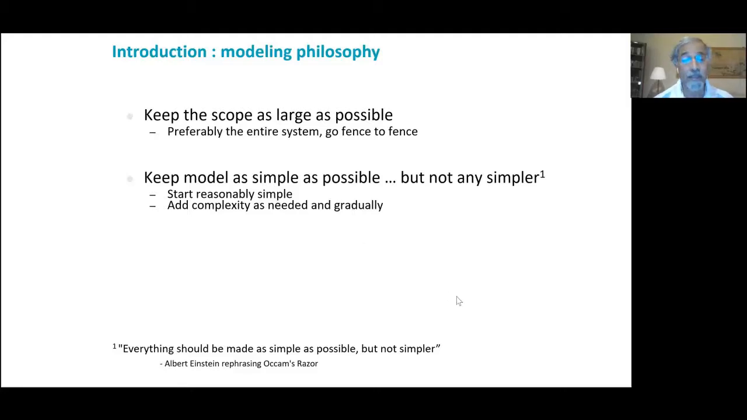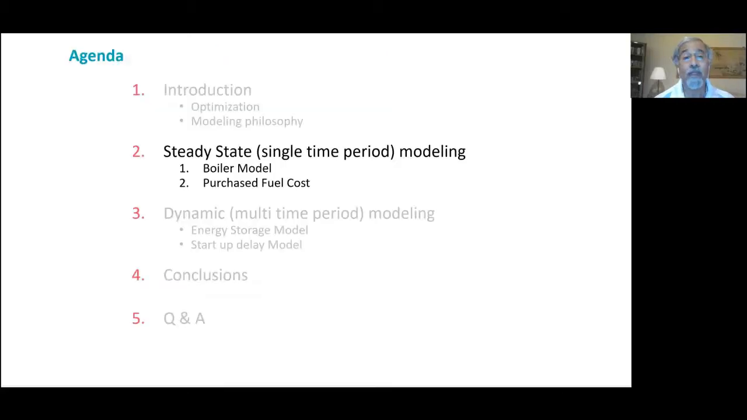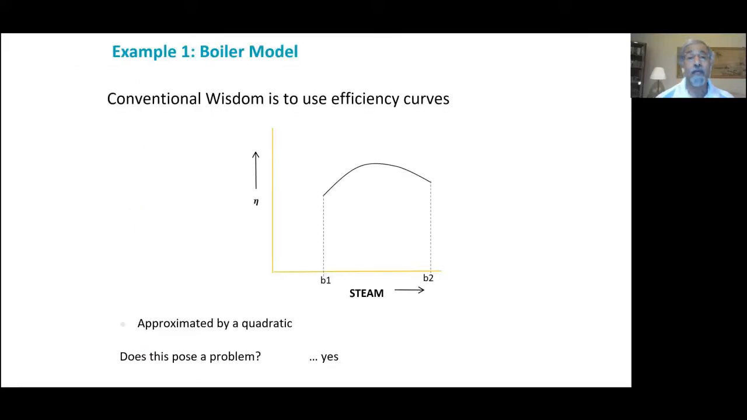Next, we're going to see some examples. How do we go about developing good models? The first example is going to be a boiler model, also known as a steam generator. When you think about boilers, most people think of an efficiency curve. This is what the manufacturer supplies you, and it looks like an upside down parabola. It's a quadratic. So does that pose a problem?